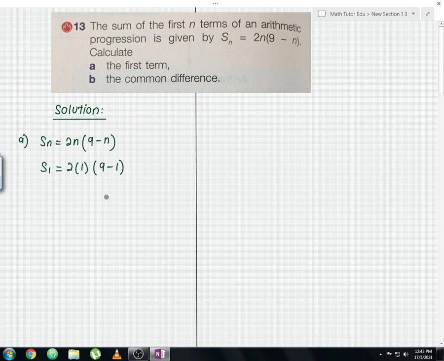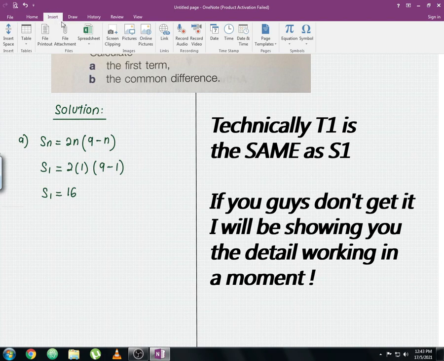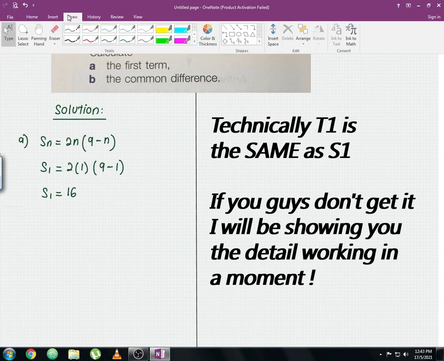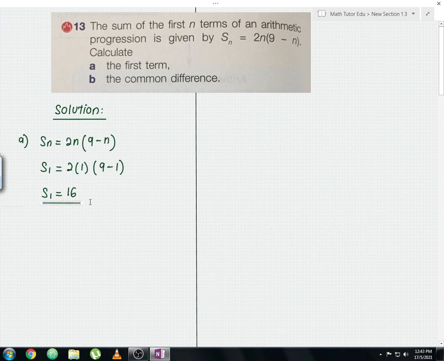So 9 minus 1 you get is 8. So 2 times 1 you get is 2. So 2 times 8. So from here you get your sum of the first one term is equals to 16. So technically the first term and the sum of the first term is the same, but then we need to support this in terms of the formula form. So how to show this in terms of formula?